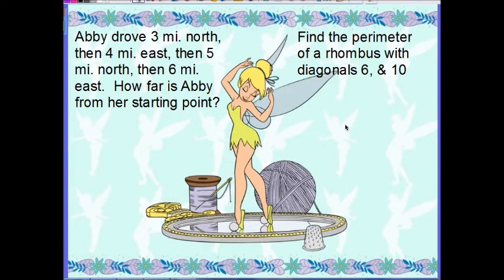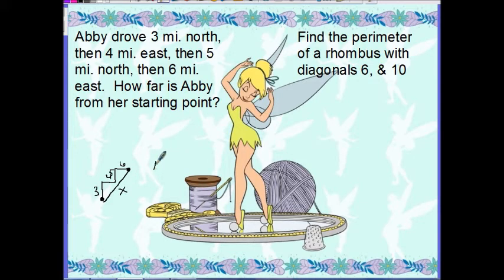Okay, so now we're into our word problems. We have Abby drove 3 miles north, then 4 miles east, then 5 miles north, then 6 miles east. How far is Abby from her starting point? Well, let's draw it out. Here's our starting point. She drove 3 miles north, then 4 miles east, then 5 miles north, and 6 miles east. They're asking for the direct distance. How far is she? Well, let's redraw this.